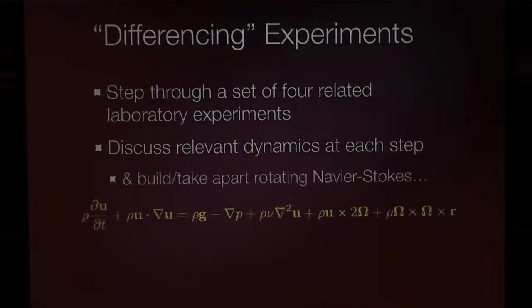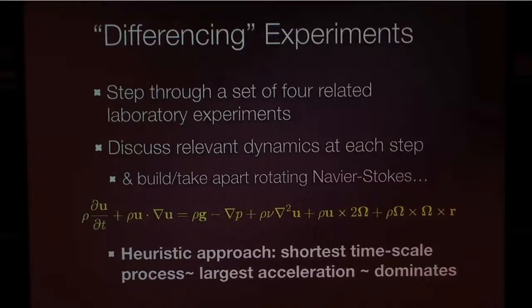What we're going to do in doing that is we're going to build up the rotating Navier-Stokes equation, so the momentum equation in a rotating frame. It is a miserable and horrible equation, but by doing differences, it's always going to remain, I hope, tractable. Okay? The other, I think, even more important thing is we're going to really simplify it by taking an unbearably heuristic approach, in which case I'm going to often be checking what's the shortest time scale process.